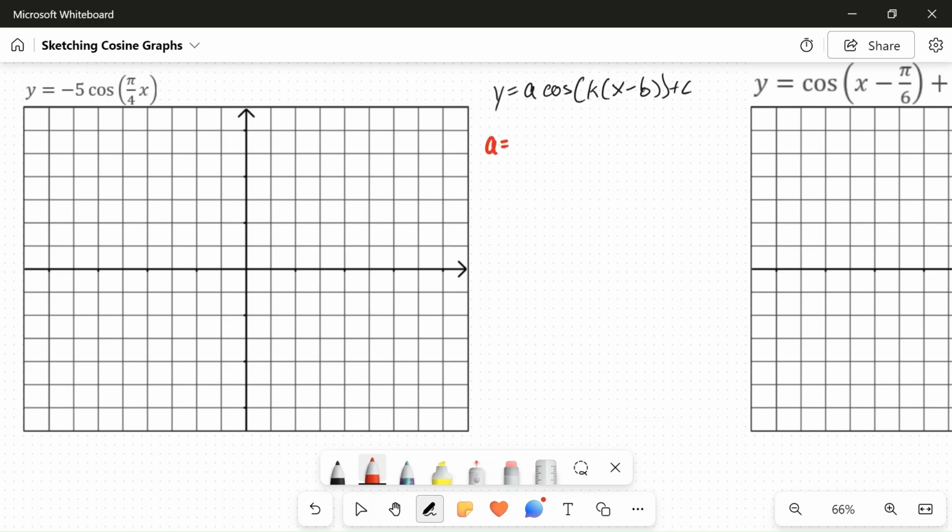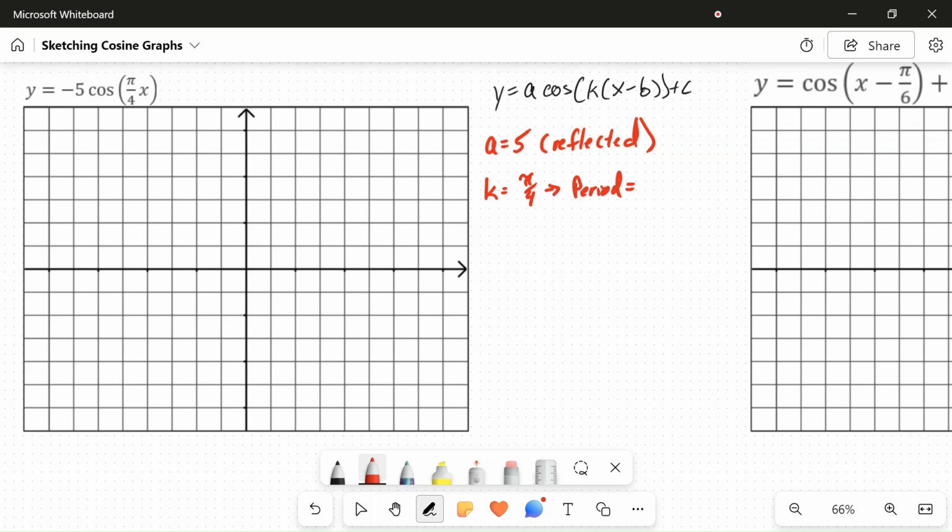So my amplitude, so for this first example, we have y equals -5 times the cosine of pi over 4 times x. So my amplitude in this case is 5. It is negative, which means I want to remember that it is reflected. Okay. My k value is pi over 4. And so that means my period is going to change.